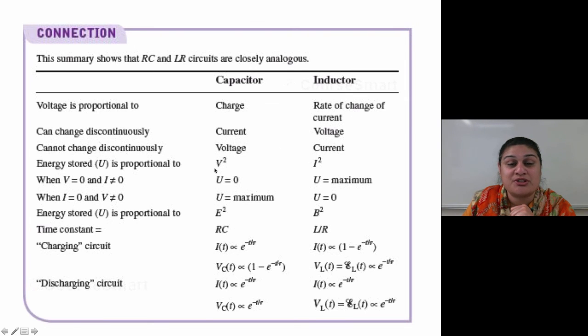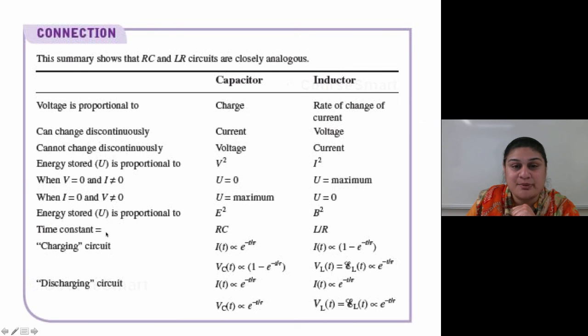Energy stored is proportional to V squared for a capacitor and I squared for an inductor. When V equals 0 and I is not equal to 0, U, which is potential energy, equals 0 for a capacitor, and for an inductor, U is maximum. When I is 0 and V is not equal to 0, the energy is maximum for a capacitor, and U equals 0 for an inductor. So energy stored is proportional to E squared for a capacitor and B squared for an inductor.